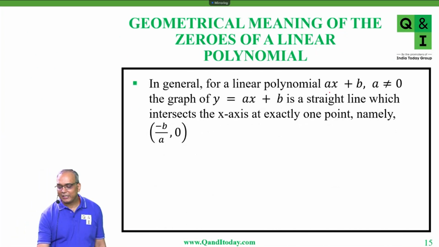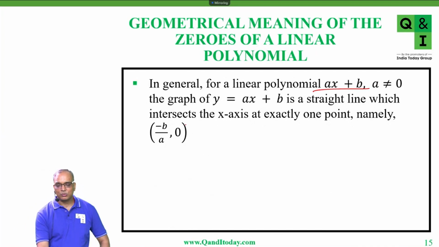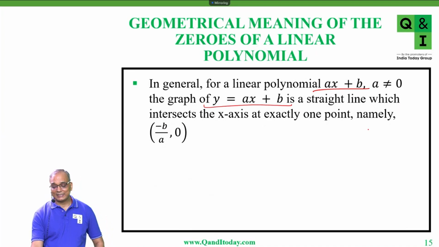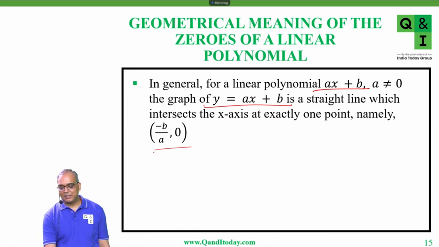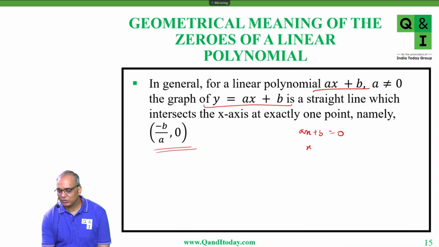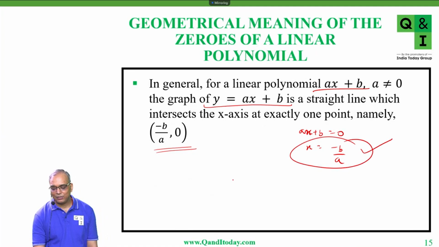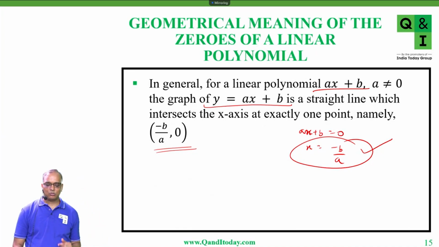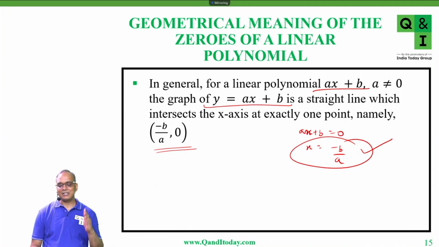So in general, for a linear polynomial ax plus b, a not equal to 0, the graph of y is equal to ax plus b is a straight line which intersects the x-axis at exactly one point, namely minus b by a comma 0. Because when you equate ax plus b equal to 0, x is going to be equal to minus b by a. So this is that value at which you get a zero of the polynomial. So x is minus b by a and y at that point will be 0. So minus b by a comma 0 is the point at which this linear polynomial graph cuts the x-axis.